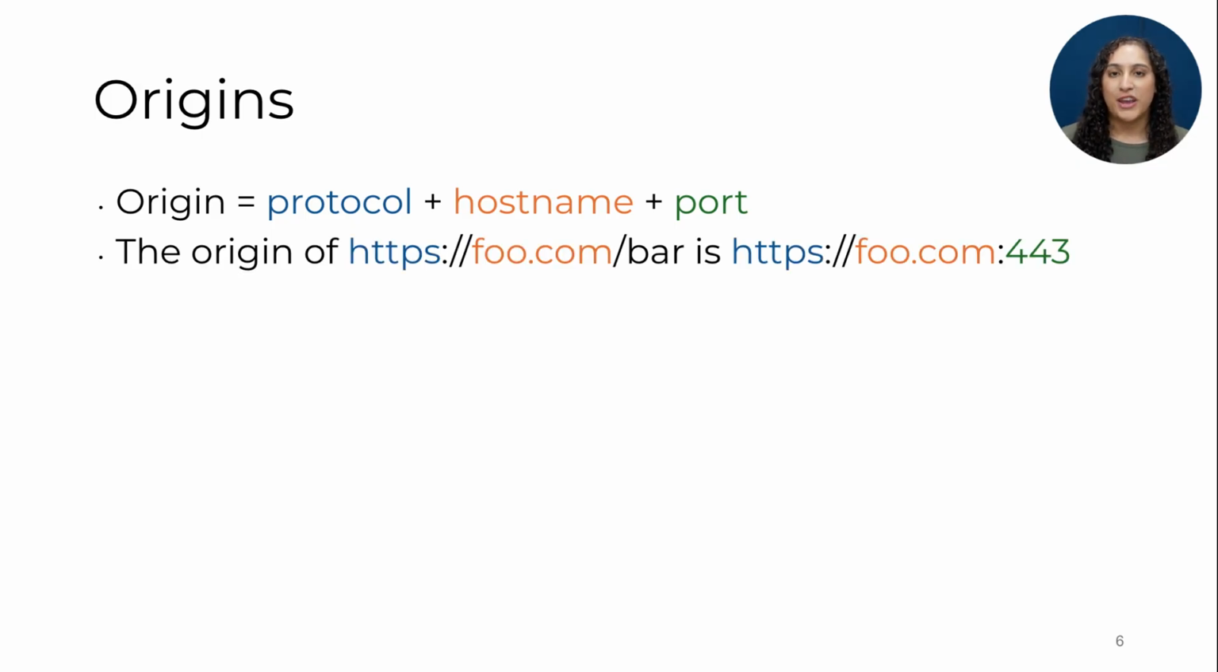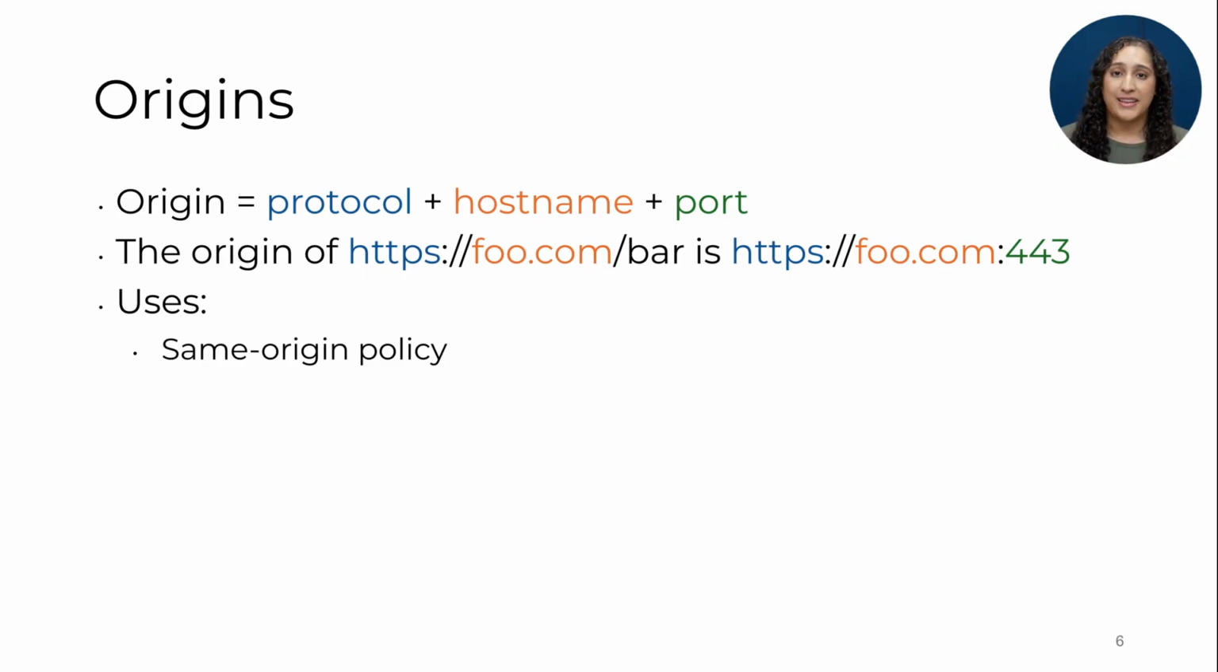Now let's get into origins. An origin is defined as a protocol, hostname, and port. So for example, the origin of https://foo.com/bar would be https://foo.com with an implied port of 443. Now, origins are often discussed in the context of the same origin policy, which protects users from potentially malicious embedded content by saying only content with the same origin can access each other.